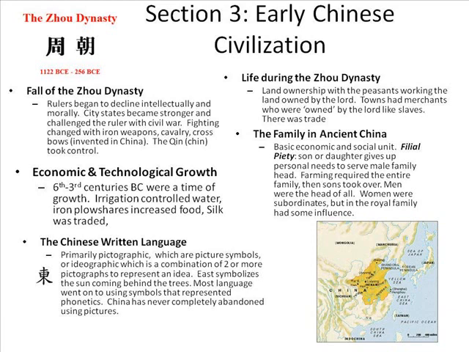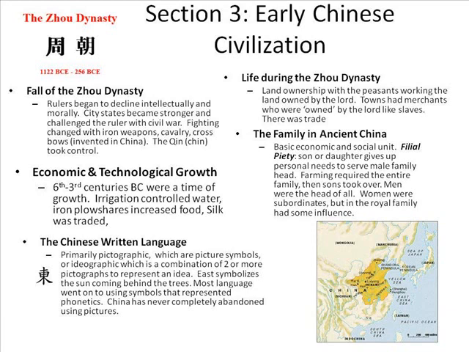The economic and technological growth is on page 93. The 6th and 3rd centuries were a time of growth. Irrigation controlled water. If you can control water, you can obviously increase your food production. Food production increases how many people need to work the land. Therefore, you get more food, you get more people, so indirectly, irrigation and food production increase our population. Increased food and silk was traded.